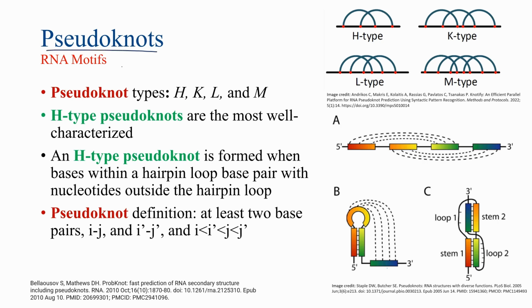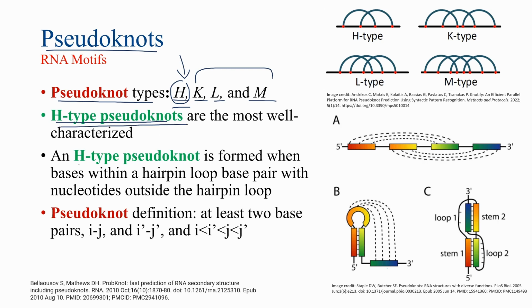So before I introduce a formal definition of a pseudoknot, I want to introduce a particular type of a pseudoknot, which is the most characterized type and the easiest one to understand, and that is the H-type pseudoknot. So pseudoknots come in 4 major types. They're called the H, K, L, and M types. The H is the most well characterized and is the simplest to understand. And if you understand the H pseudoknot, then it's easier to understand the K, L, and M pseudoknots. But for now, I want you to understand the H-type pseudoknot.